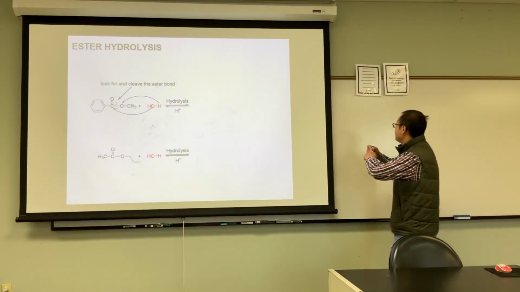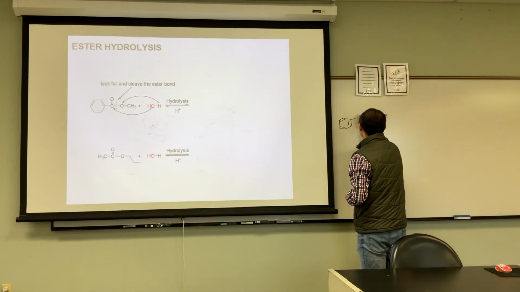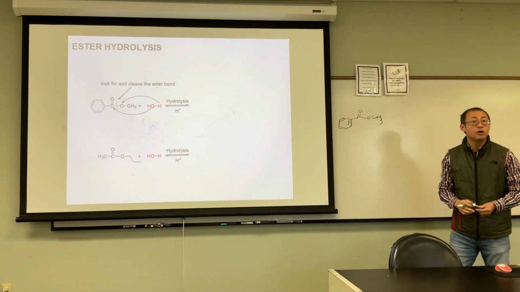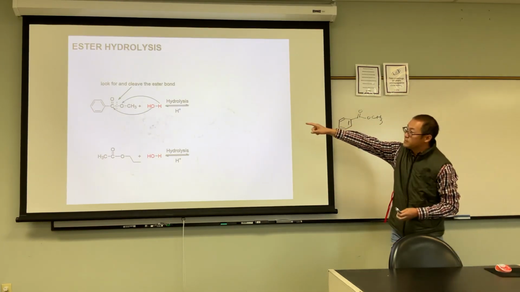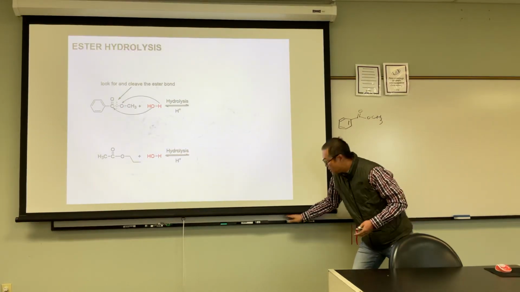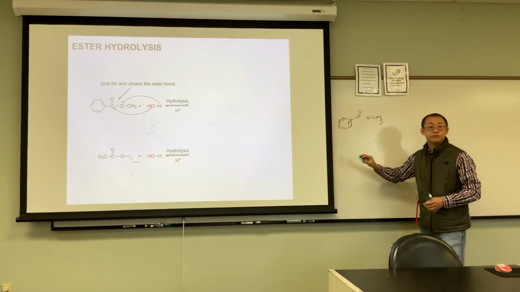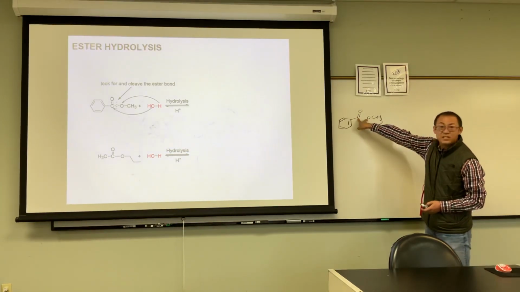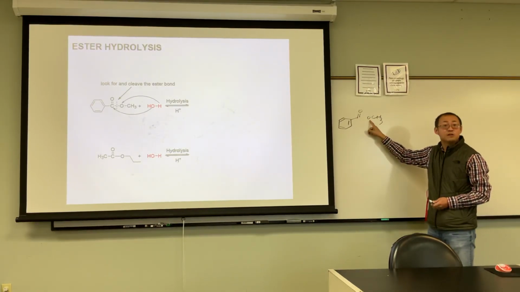Okay, the first one, Charlotte. OCH3. First, again, you copy the structure exactly. Like we said, you can see I put in a dash. That means find and cleave the ester bond, right? Use your eraser, cleave the ester bond. This is the ester bond.